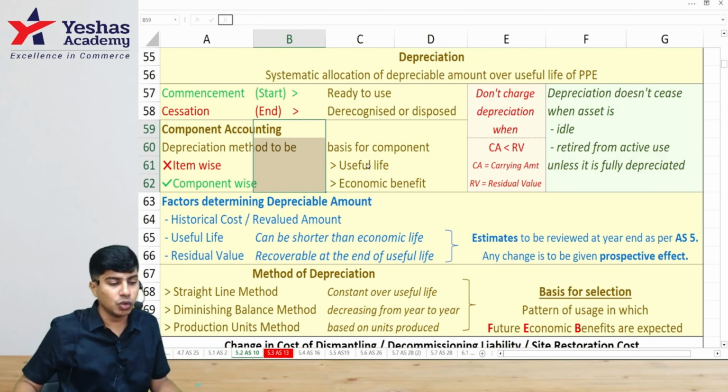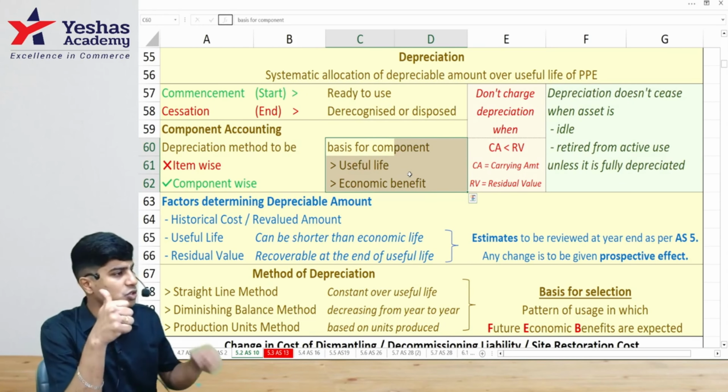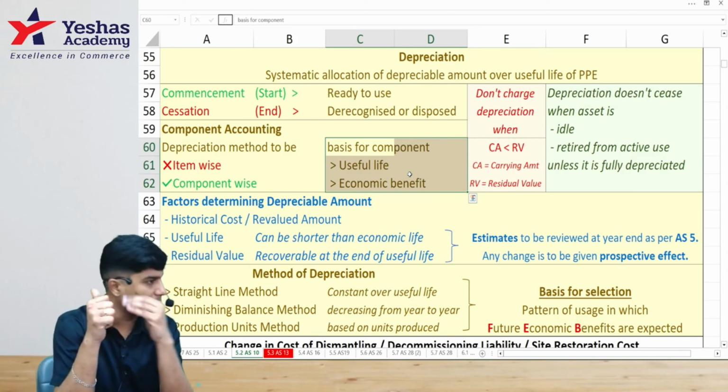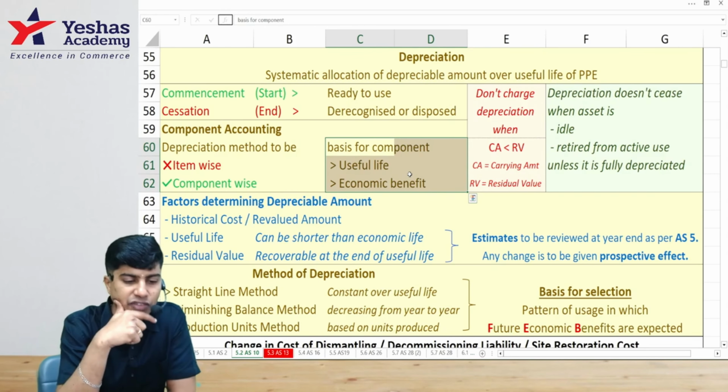The next point that you should note is what is the basis for computing depreciation? The basis is two important things. One is the expected useful life, and the other is the economic benefit pattern. These two will decide the method of depreciation that we can follow.